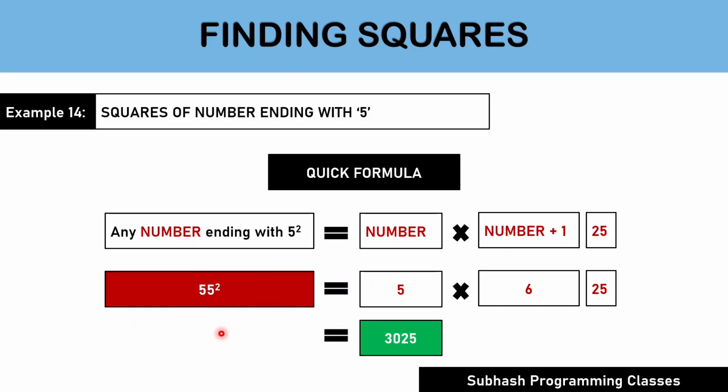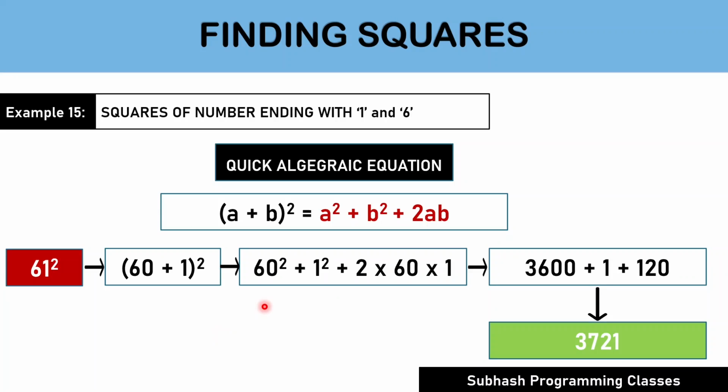Let us now learn how to find the squares of numbers that are ending with 1 and 6. To find the squares of any number ending with 1 and 6, we can use this algebraic equation: a plus b the whole square is equal to a square plus b square plus 2ab. Therefore, 61 square can be written as 60 plus 1 the whole square, and by applying the equation, this becomes 60 square plus 1 square plus 2 multiplied by 60 multiplied by 1, which will result in 3600 plus 1 plus 120, and when calculated, this gives the final answer as 3721, which is the actual answer for 61 square.